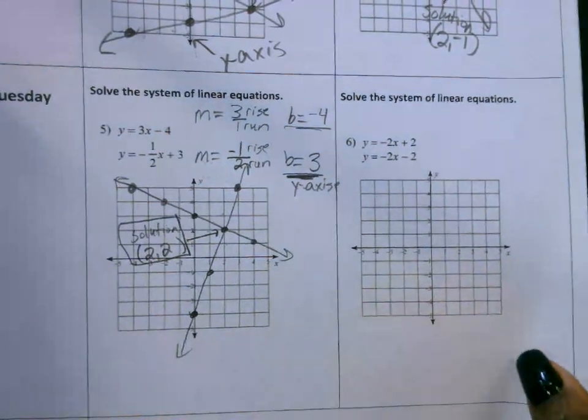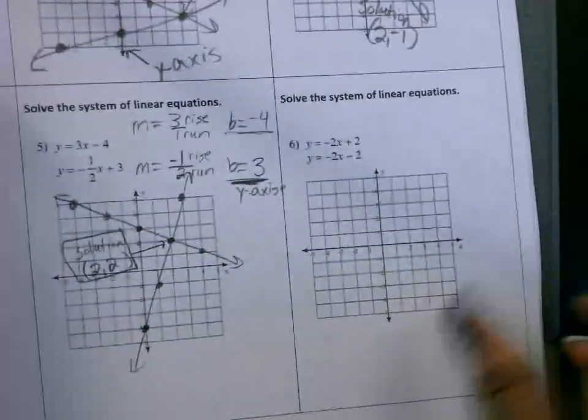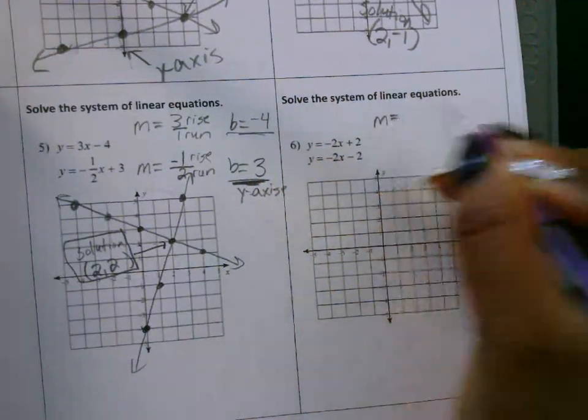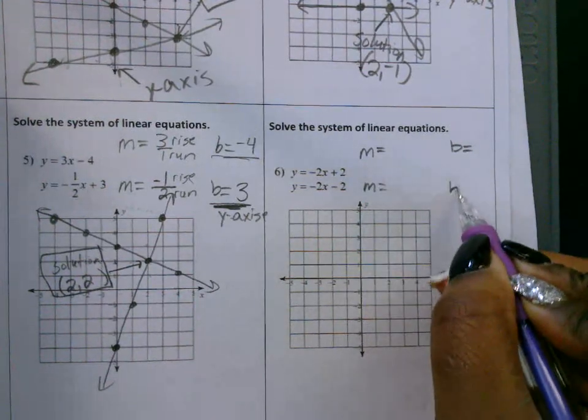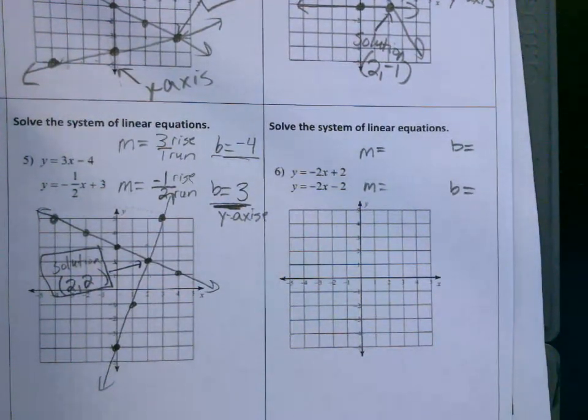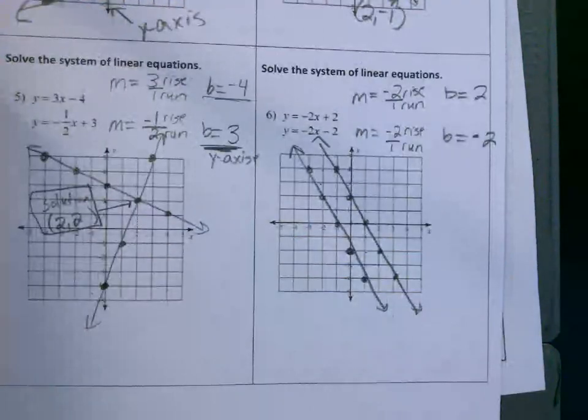All right. See if you can do number 6 completely on your own. You're going to label M and B for both equations, and you're going to graph them. See if you can do that on your own. Pause for the cause. These are what the two lines should look like.